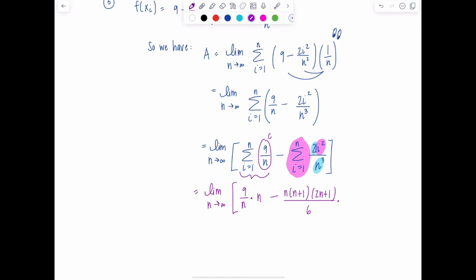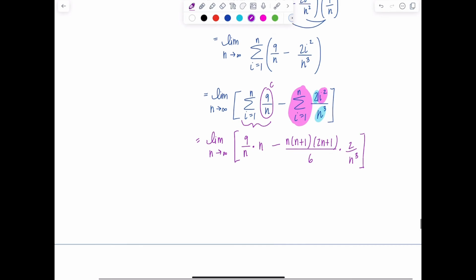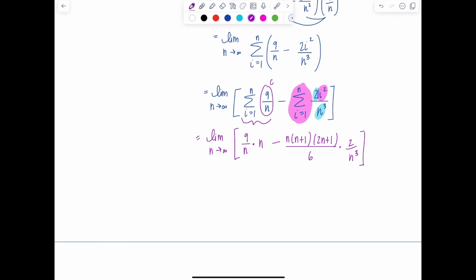And then what happens to the blue terms, the 2 over n cubed? They just hang out. Those are constants. Nothing happens. Whew, good. The worst is over. Now we just take this limit. Pretend like it's a fresh problem.